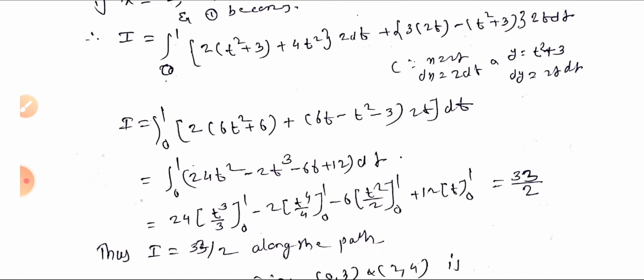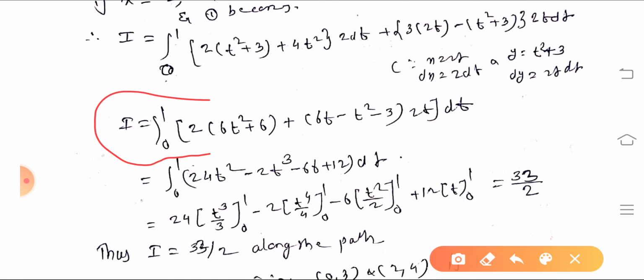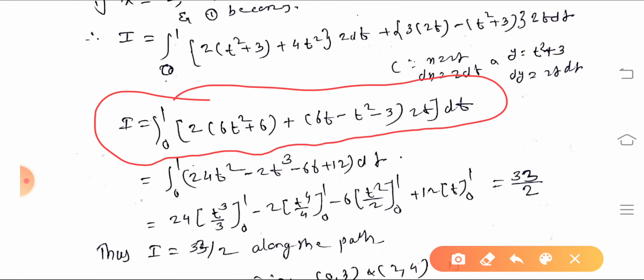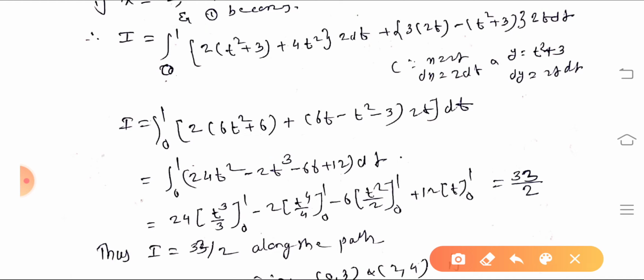You have to work out how this integral comes. We have taken x equal to 2t and y equal to t square plus 3. From this, the dx value and dy value are obtained, and we substitute all these values in equation 1. The range should be converted in terms of t alone, that is 0 to 1, so we get this value, 33 by 2. So I equal to 33 by 2 along the given path, which is the solution.